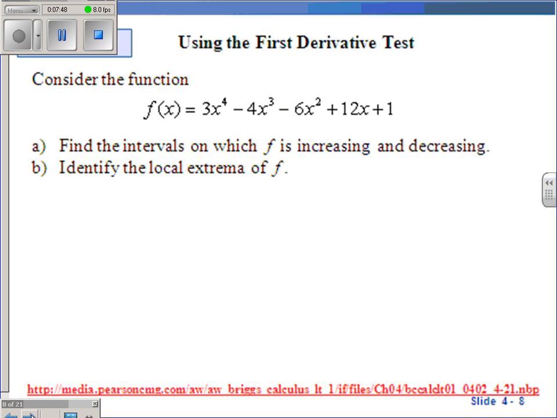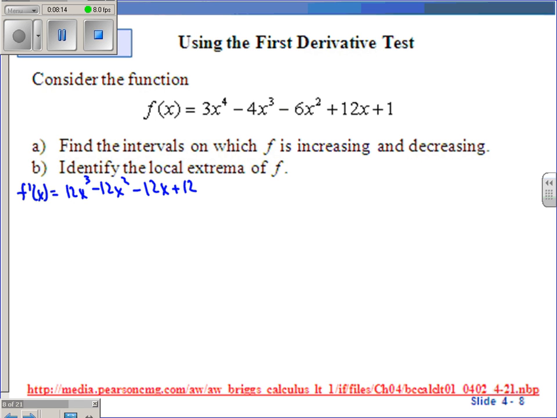Okay, so now using our first derivative test, find the intervals first where the function's increasing and decreasing. We do that by getting the derivative, finding where it's 0, then finding where it's positive and negative. So f prime will be 12x cubed minus 12x squared minus 12x plus 12. Find where the derivative is 0 first.